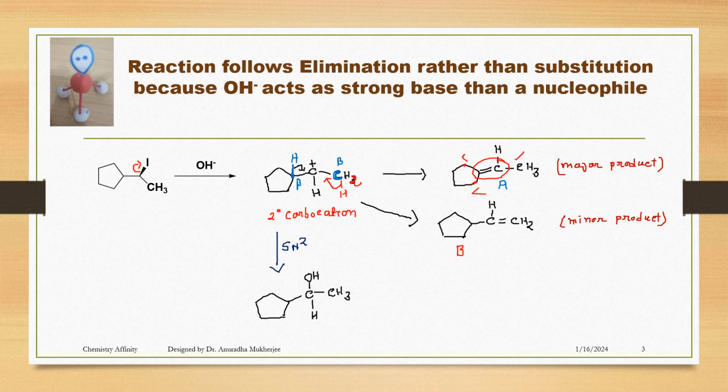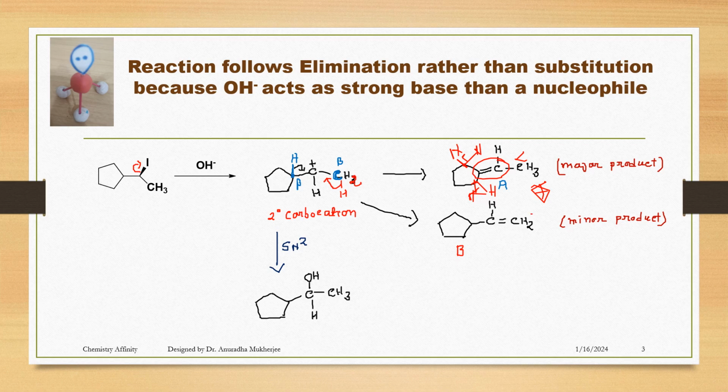3 alpha carbons and each alpha carbon contains alpha hydrogens. So here there are a total of 7 alpha hydrogens. That means 7 hyperconjugation structures. So when there are 7 hyperconjugation structures, that is more stable.